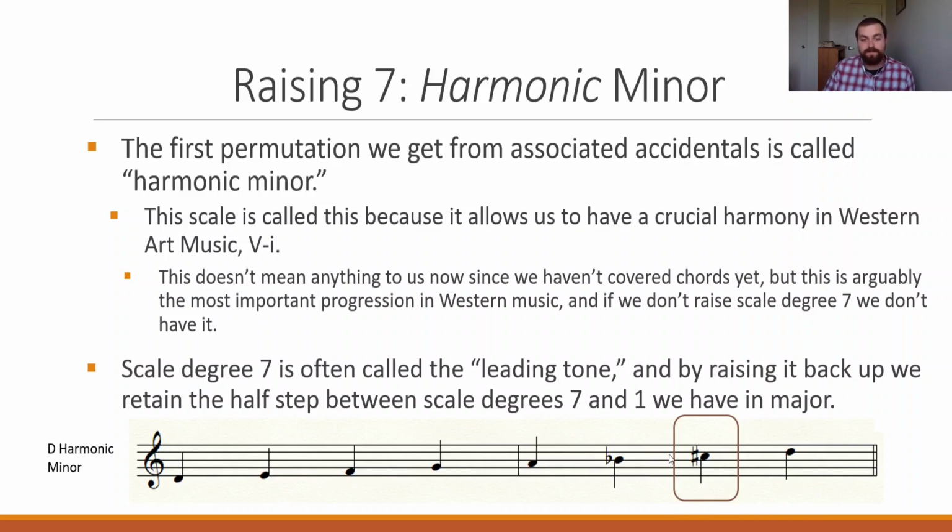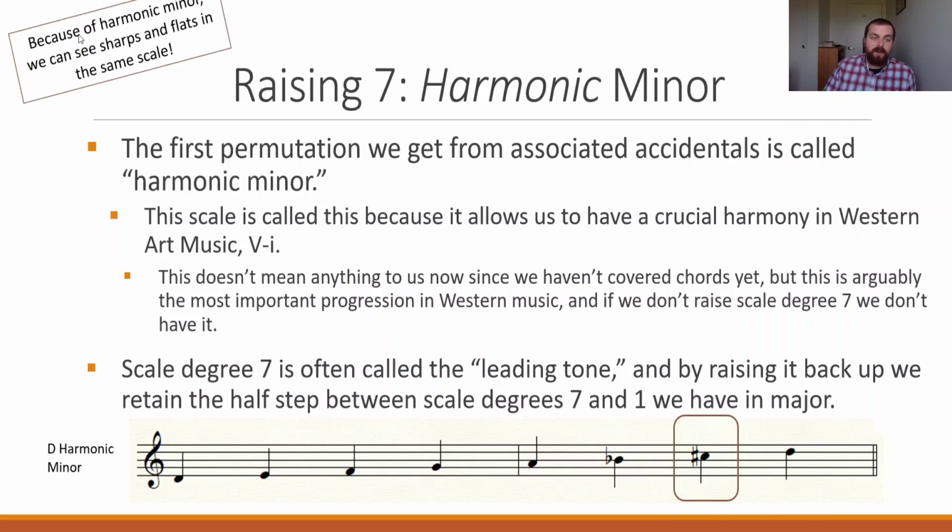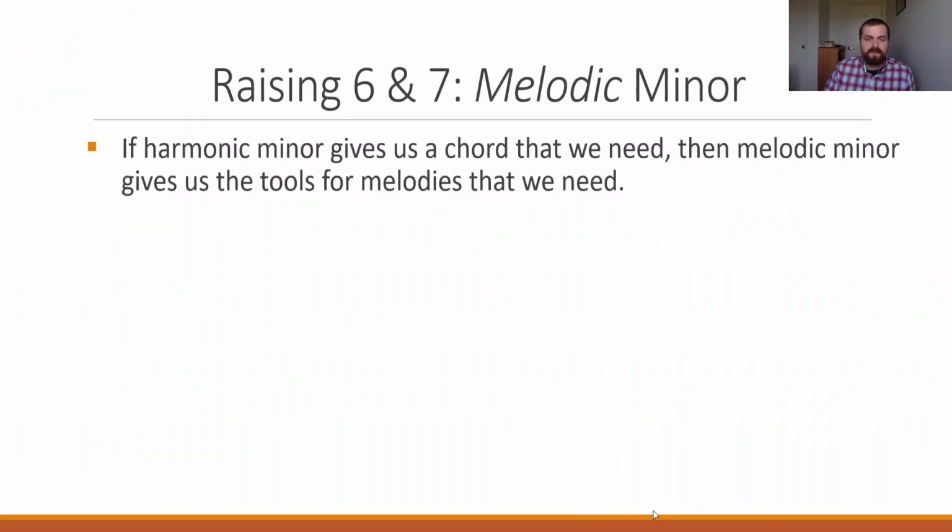Something that I want to point out is that because of harmonic minor, we can now see sharps and flats in the same scale. This is a rare example where you will see sharps and flats in the same scale. So be aware of that. That's actually normal. What's called when we raise 6 and 7 is what's called melodic minor.